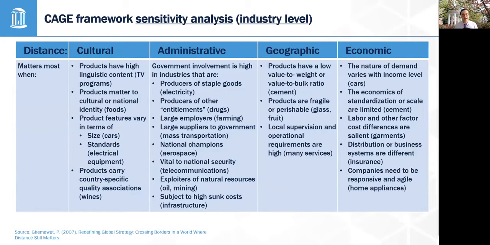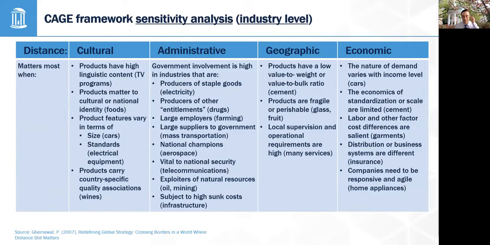That brings us to the CAGE framework. The CAGE framework is thinking about distance along 4 dimensions: cultural distance, administrative distance, geographic distance, and economic distance. Again, the purpose of this framework is to think about where you will go first, especially. So if you're expanding your global corporate scope, what countries do you want to move to first?